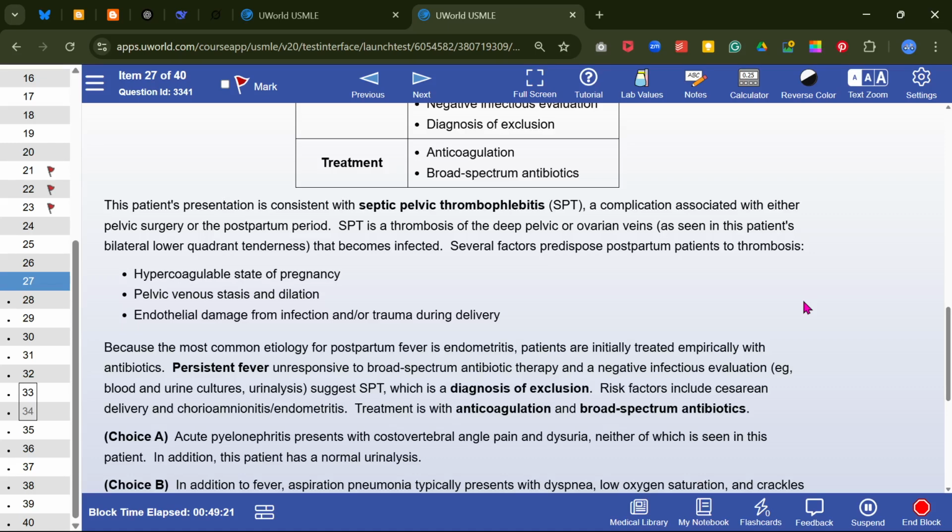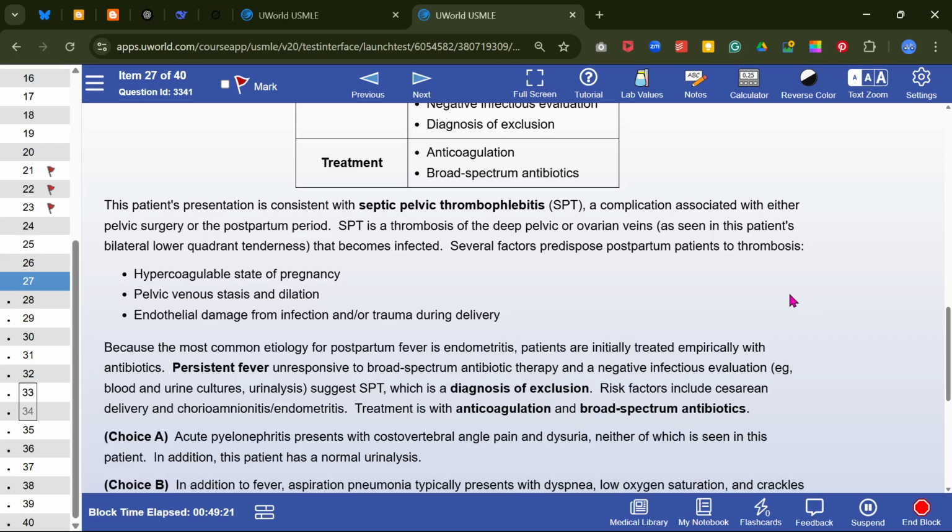patients are initially treated empirically with antibiotics. Persistent fever unresponsive to broad-spectrum antibiotic therapy and a negative infectious evaluation, blood and urine culture, urinalysis, suggest SPT, which is a diagnosis of exclusion. Risk factors include cesarean delivery, chorioamnionitis, endometritis. Treatment is with anticoagulation and broad-spectrum antibiotics.